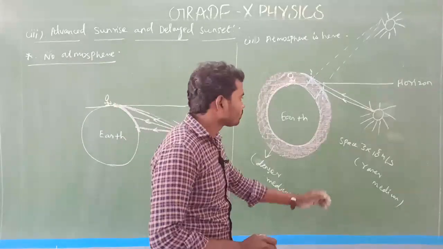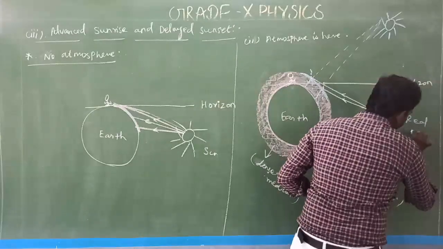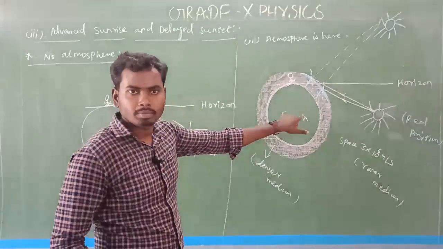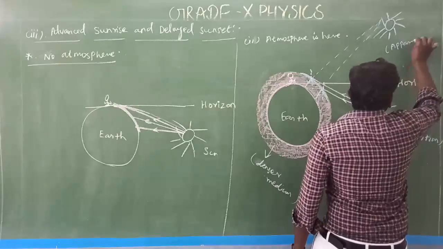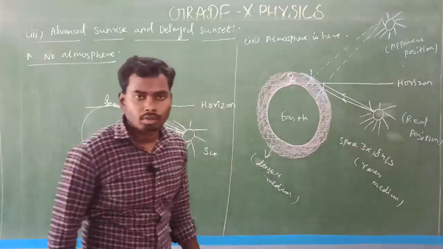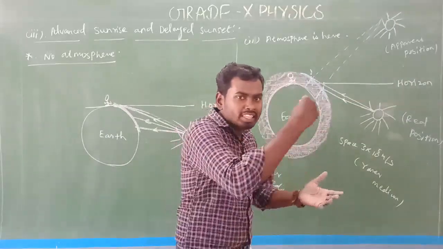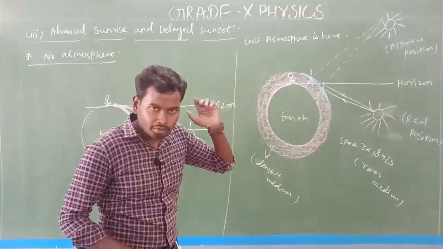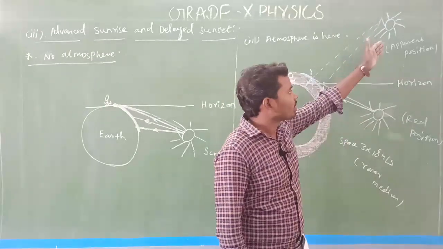Look here. Very simple. Actually, this is the original, real position of the sun. But this is the apparent position of the sun. Why this much variation? Due to atmospheric refraction, the original position of the sun appears to be its apparent position.